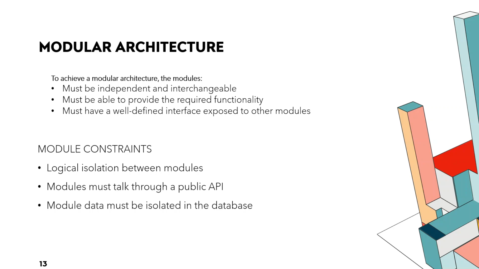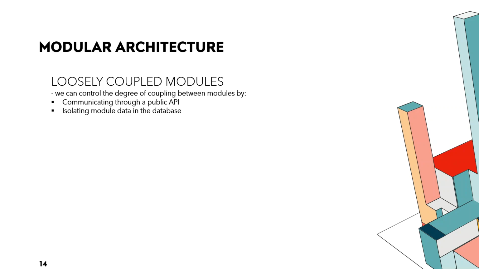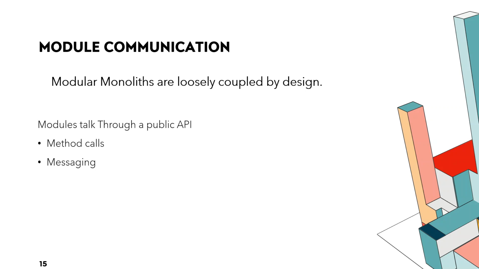The module constraint is logical isolation between modules. Modules must talk to a public API, and module data must be isolated in the database. Otherwise the system becomes harder to evolve, because isolating high-coupling changes from one part of the system can be difficult. So that is the consideration. We are talking about loosely coupled modules, so you control the degree of coupling between modules by communicating through a public API and isolating modules in the database.